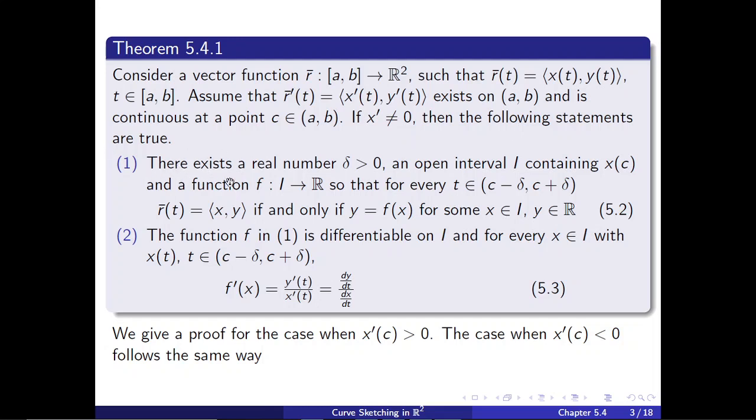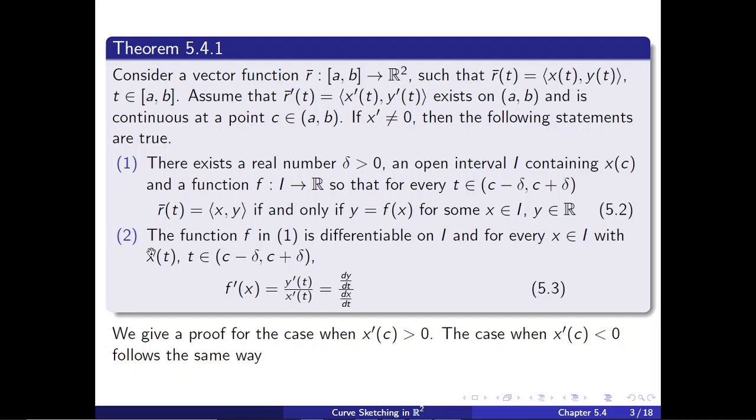Number 1, there exists a real number delta, an open interval I containing the image of c, and a function f from I to R, such that for every t in the neighborhood of c, r(t) is going to be equal to (x, y) if and only if y is equal to f(x) for some x that is in the interval I and y a real number.